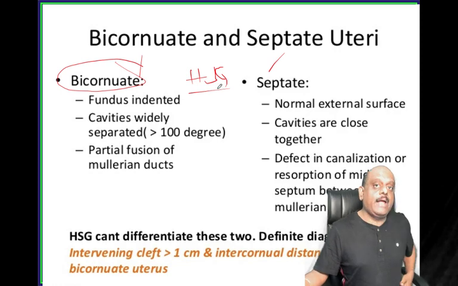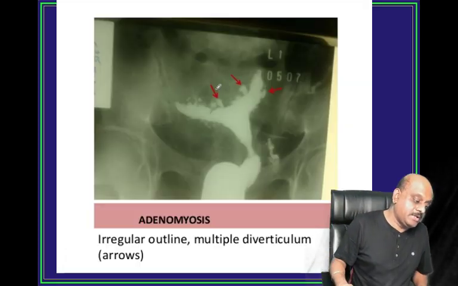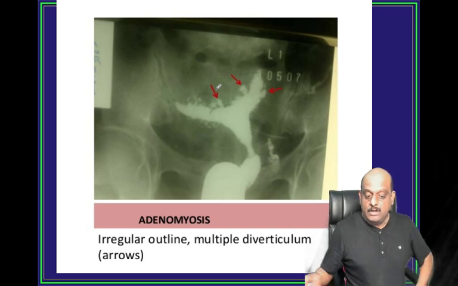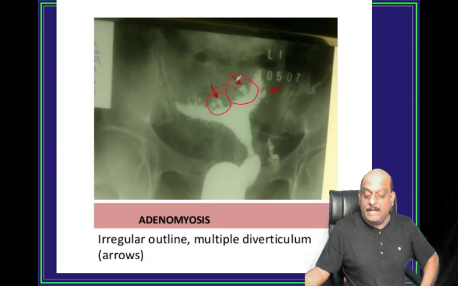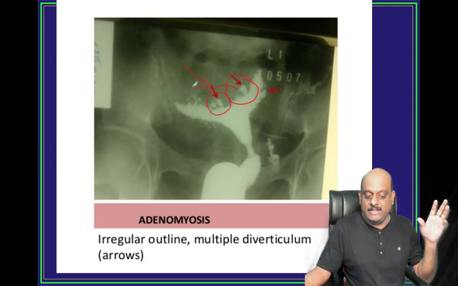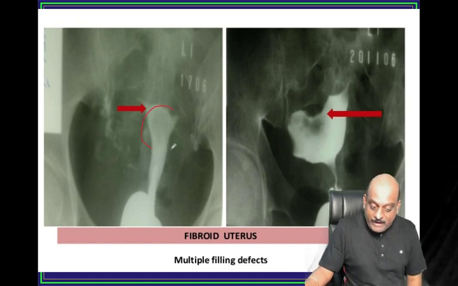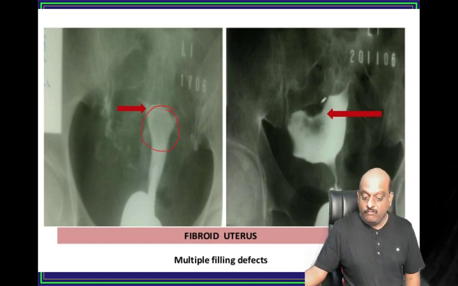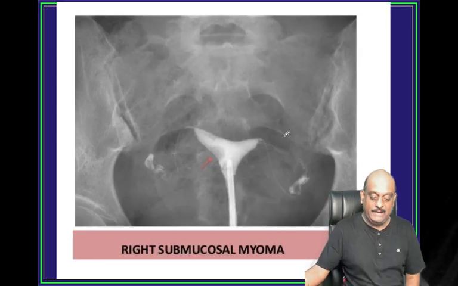MRI is a definitive diagnosis to differentiate bicornuate from septate uterus is what you should remember. If there is an adenomyosis, irregular outline, multiple diverticula will be visible. This is on the HSG. This is how a fibroid uterus with multiple filling defects is what you will be able to see.